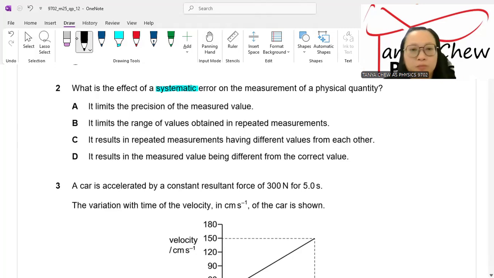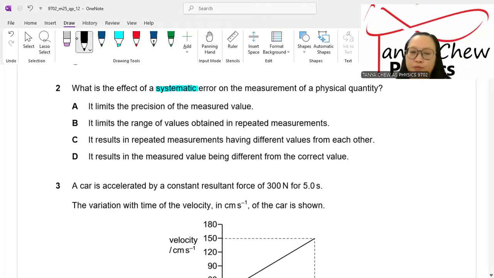Right? It would not limit the precision because all the measurements would have zero error included in your measurement. So all the measurement depends on you as the experimenter. If you conduct the experiment correctly, so your precision, all the data values will be close to each other. Right, what about B? It limits the range of values obtained in repeated measurement. It would not limit the range of values because the range is actually depending on the apparatus.